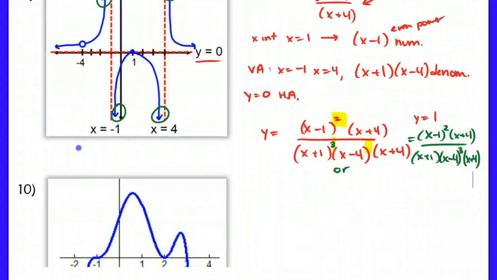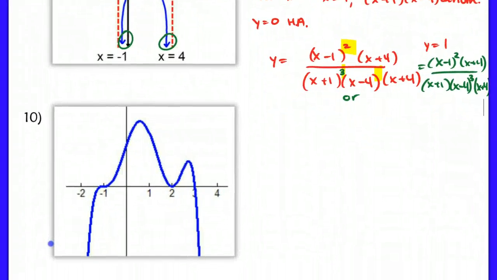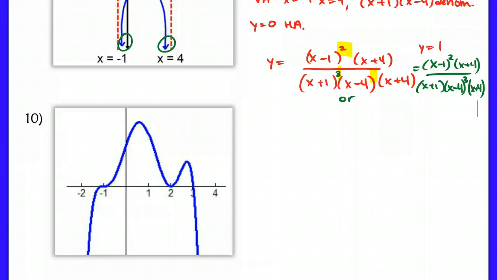Alright, last one is a polynomial function. I think that's just a review, so you should be able to do this one on your own. So please try that one and check with the key.